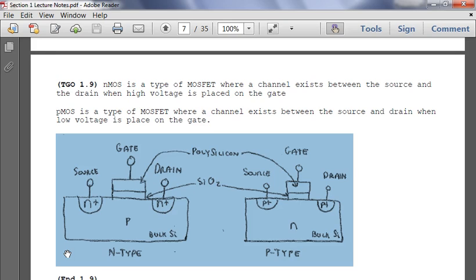Same thing in a pMOS transistor. If you put a 0 here, you have all of these electrons, right? The same thing, you're going to push them down, and then you have positively charged source and drain, and it's going to create a channel between the source and the drain, and then you can have it flow through.